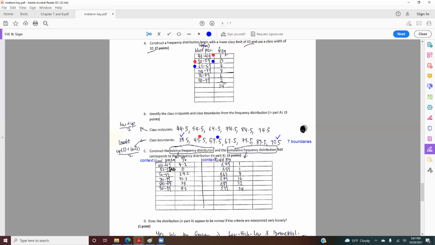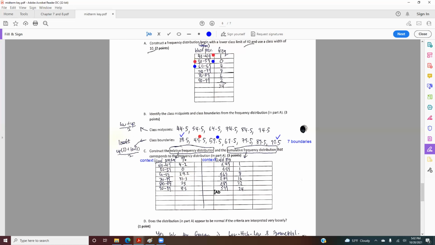We still use the blood pressure from the one that you did in A. For cumulative, you take the frequency and you add them. So the first one is 1. The second one is still 1 because 1 plus 0 is 1. The next one is 1 plus 0 plus 7, which is 8. And then you keep on adding it, 16, 22, and 24.